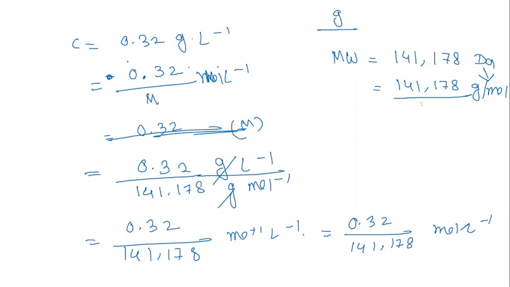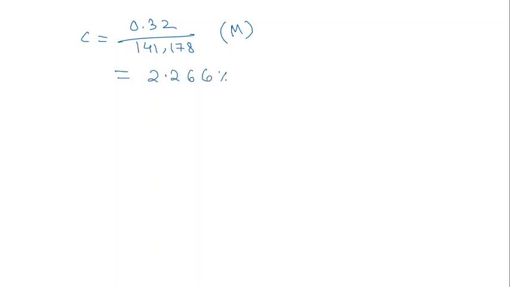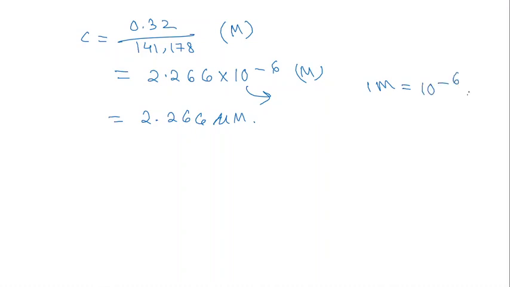Now what will be the value? Mole per liter means molar, so 0.32 divided by 141,178 gives 2.266 times 10 to the minus 6 molar. You calculate this and you will get 10 to the minus 6 molar, which is micromolar. 1 micromolar equals 10 to the minus 6 molar. So this is the concentration.